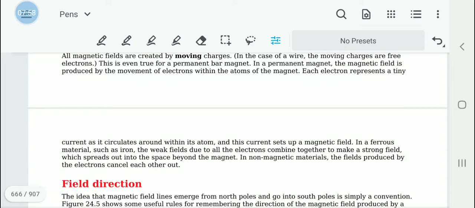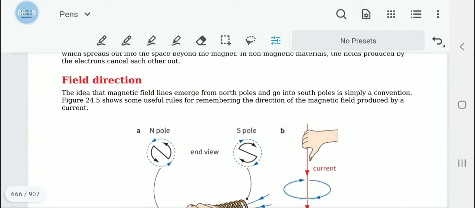In non-magnetic materials, the atoms still produce fields. However, they cancel out the effects of each other. But in iron or other magnetic materials, they arrange themselves in a particular order to enhance the strength of this magnetic field. So now you know how a magnetic field is created. It is always due to the movement of a charge.